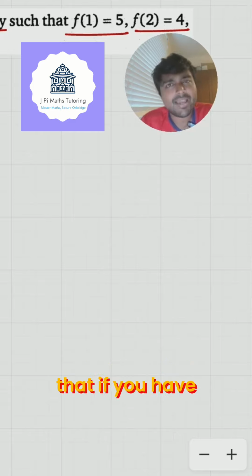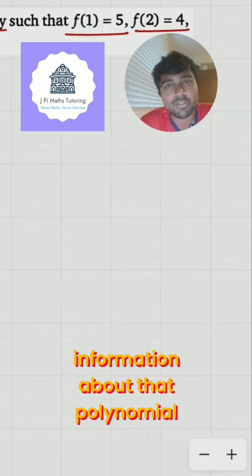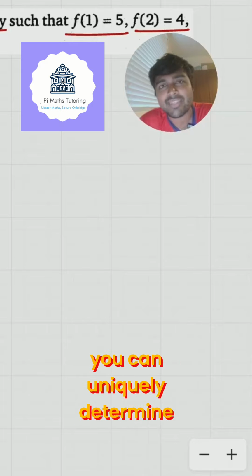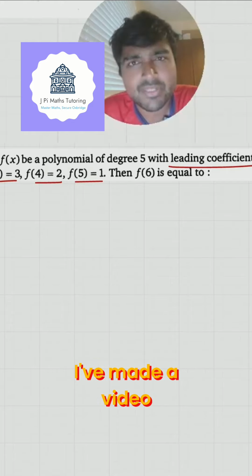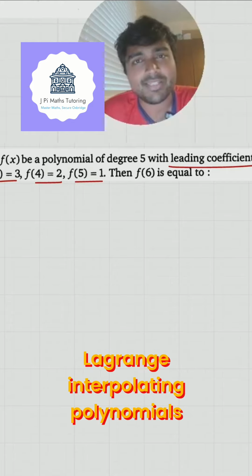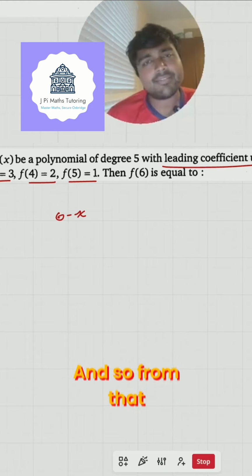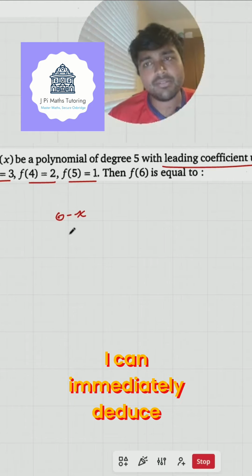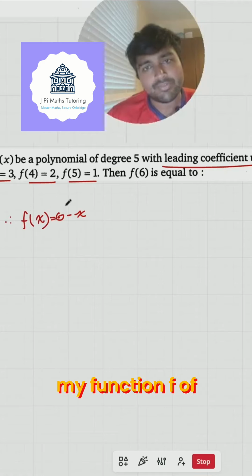It turns out that if you have a polynomial of degree n, and you have n plus 1 bits of information about that polynomial, you can uniquely determine that polynomial. But do look into this if you've not seen this before. In fact, I've made a video series about this called Lagrange interpolating polynomials, so do check that out if you haven't before.